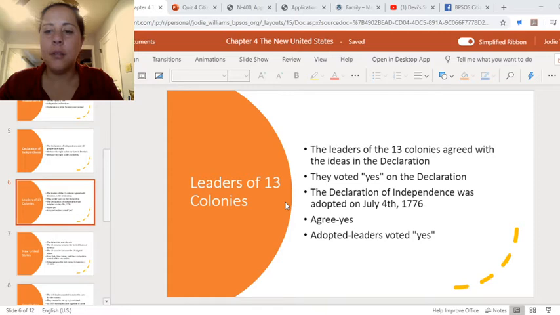Let's talk about the leaders of 13 colonies. The leaders of the 13 colonies agreed with the ideas in the Declaration. Agree means yes. So, they voted yes on the Declaration. The Declaration of Independence was adopted on July 4th, 1776. Can you repeat? The Declaration of Independence was adopted on July 4th, 1776.